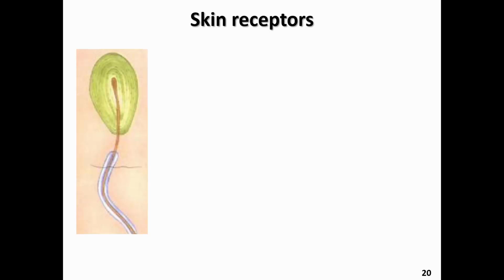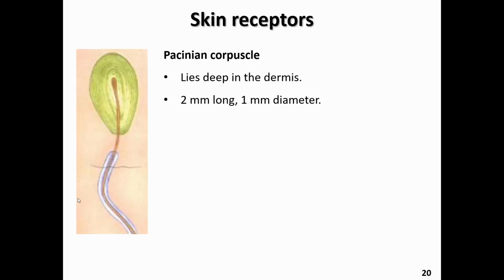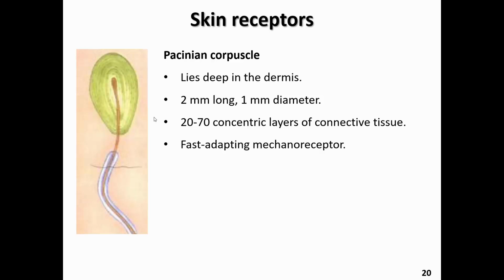One particular type of skin receptor that we'll take a closer look at here is called the Pacinian corpuscle. The Pacinian corpuscle lies deep in the dermis and has some unique characteristics to it. Its measurements put it at about 2 millimeters in length and 1 millimeter in diameter. So in terms of skin receptors, it is a relatively large skin receptor. And what gives it this size is the fact that there are layers of concentric connective tissue, illustrated here on the left in the green.